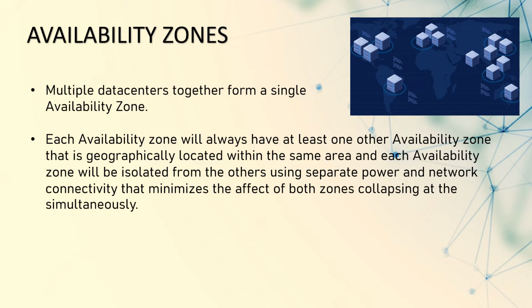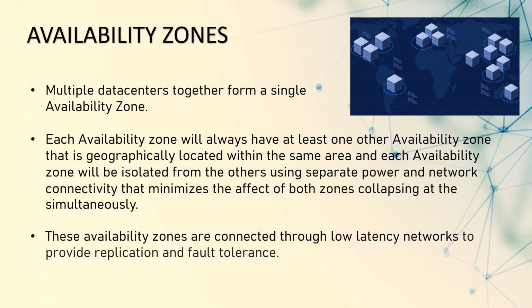Each availability zone will always have at least one other availability zone that is geographically located within the same area, usually a city, linked by highly resilient and very low latency private fiber optic connections. However, each availability zone will be isolated from the others using separate power and network connectivity, which will minimize the chance of both zones collapsing at the same time.